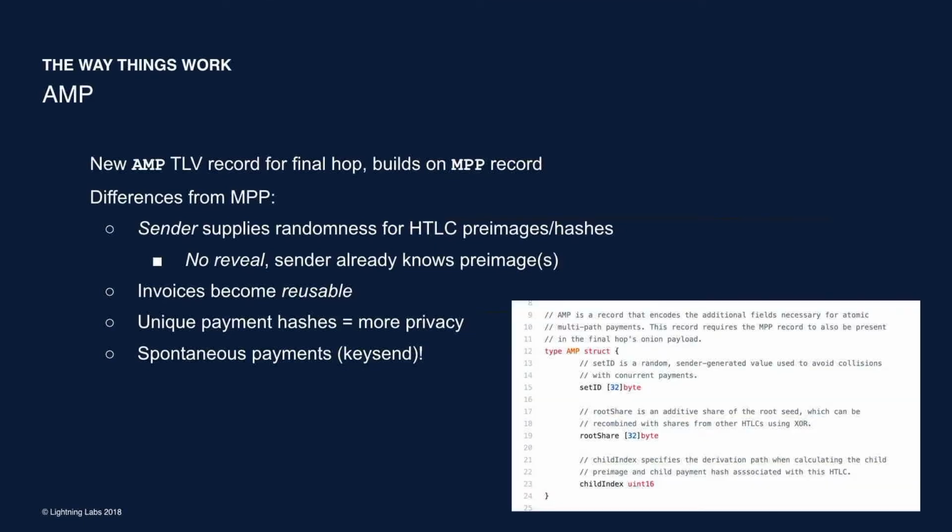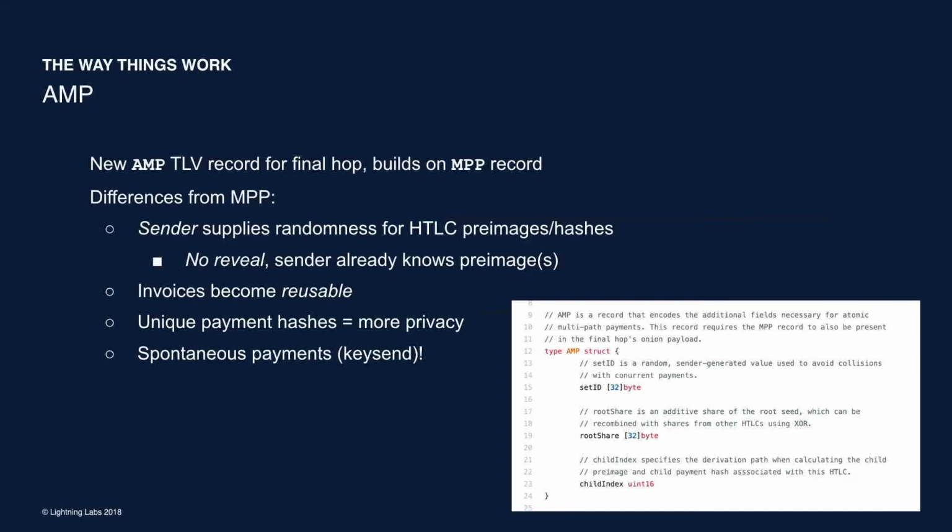it. In case you're curious, this is what we have as this AMP TLV record. This set ID functions similar to that payment address on the prior slide. If I'm making concurrent payments to the same invoice, remember these are now reusable, you want the receiver to be able to say, oh, this is part of payment 1 and payment 2 if they're going at the same time. So we can unbundle them if they arrive out of order. The things to note are the root share and the child index, and we'll see on the next slide how those are used.